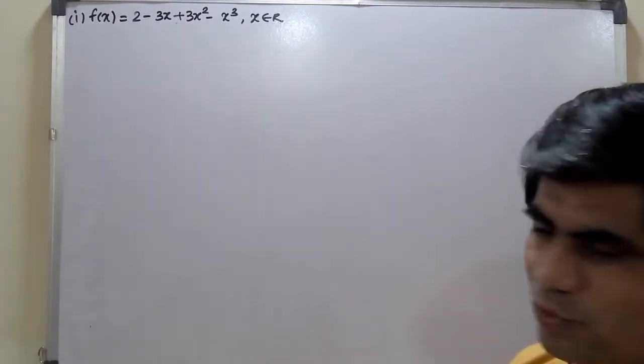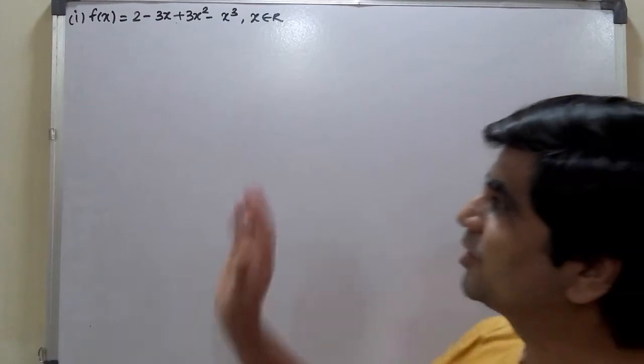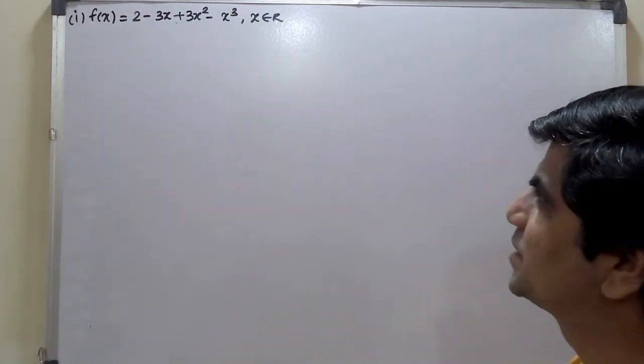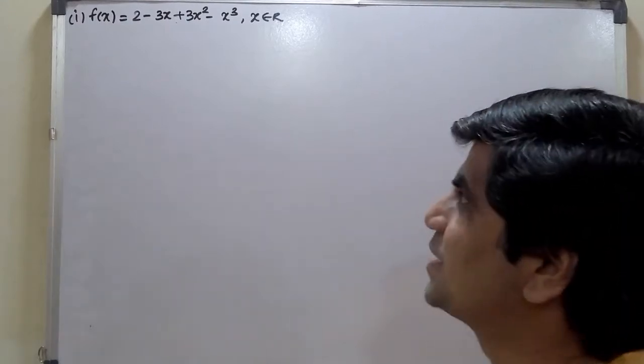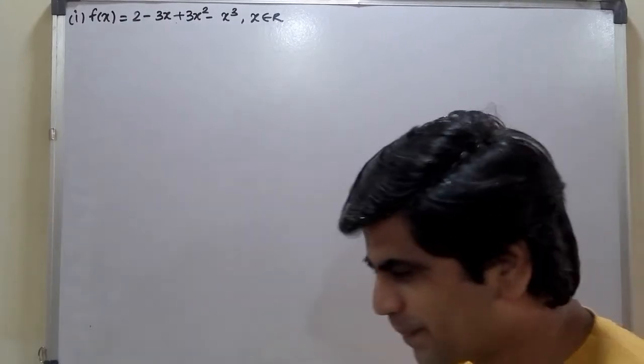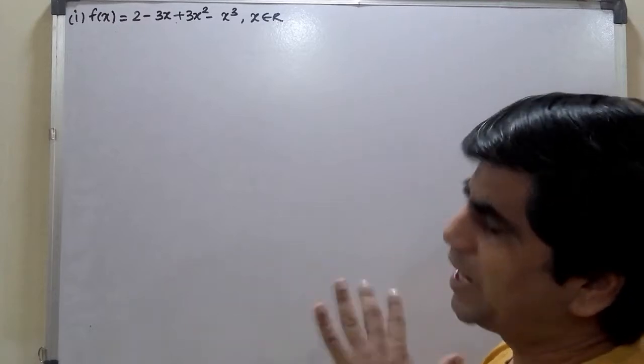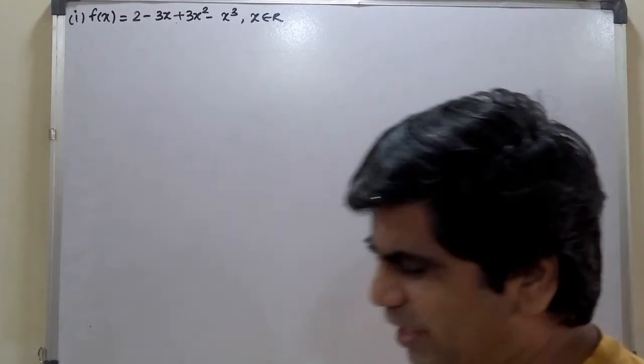I have written a question over here. It says f of x is 2 minus 3x plus 3x square minus x cube, where x belongs to some real number. I don't know what I have to do, so I am gradually solving it.